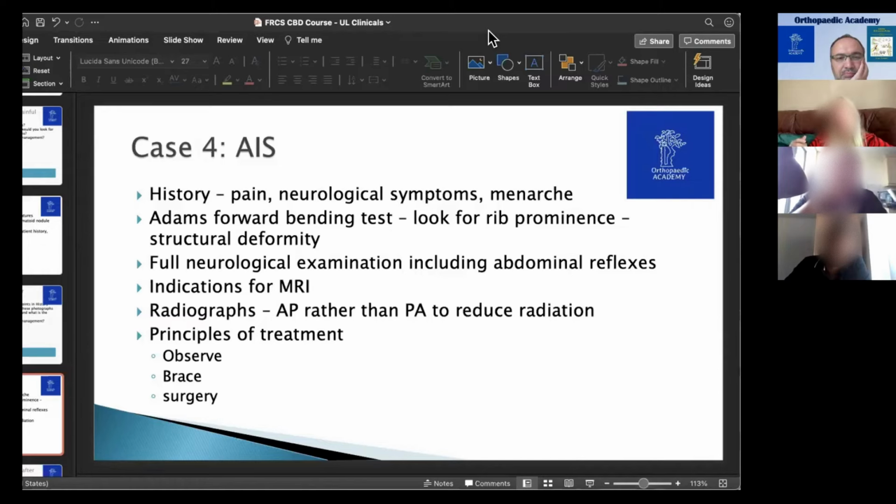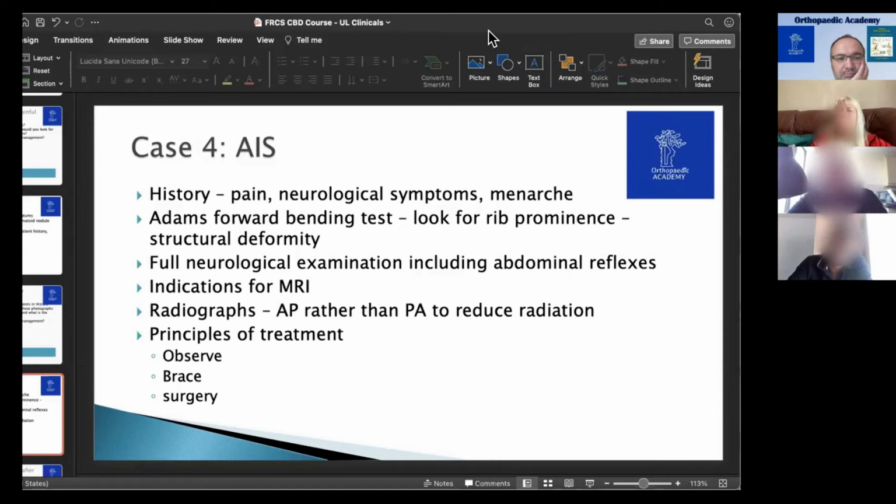And I think so long as you're asking for the view and the bending X-rays to assess them, because you're going to look for the Cobb angle, then that should be okay. You could mention AP, but as I said, not everywhere does them. And then the principles of treatment.